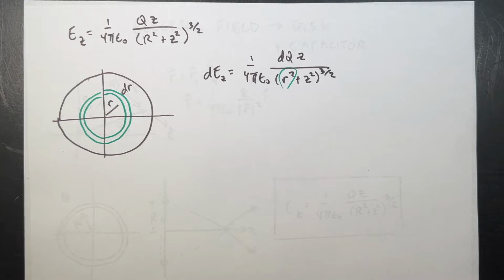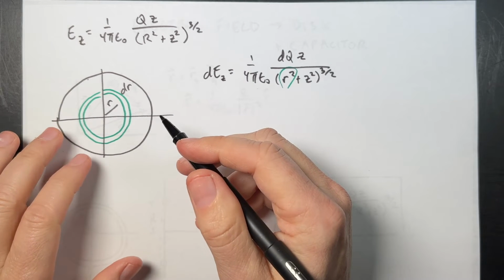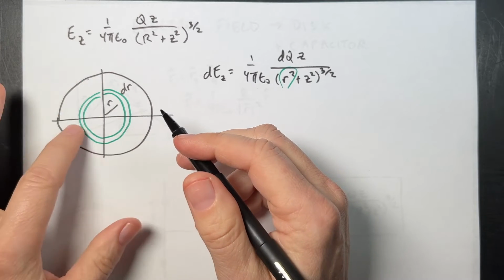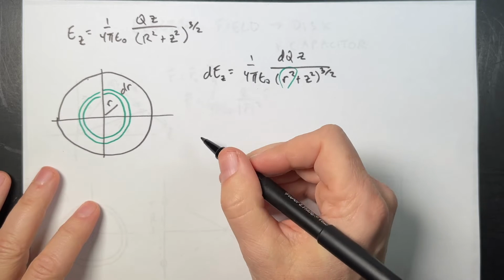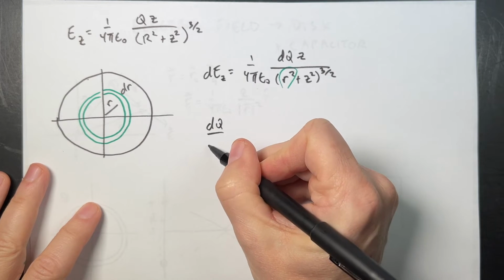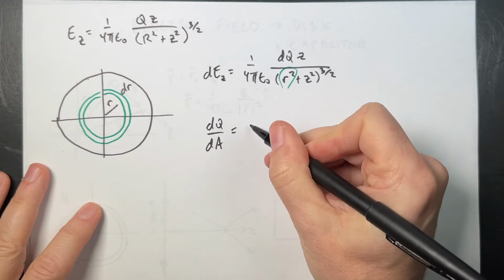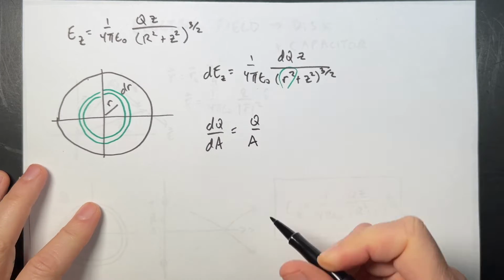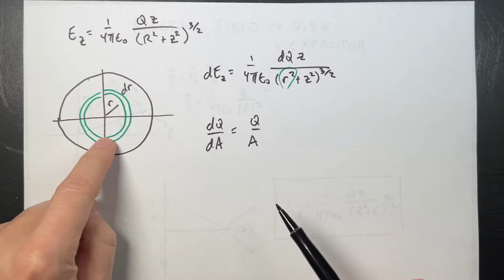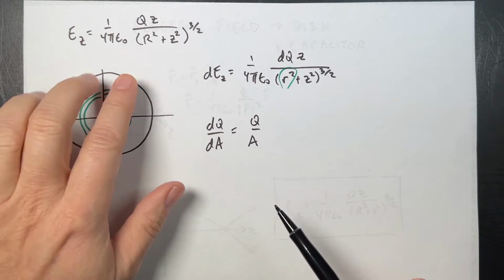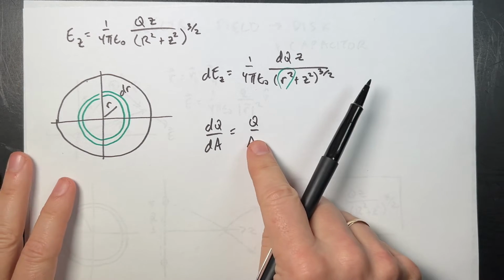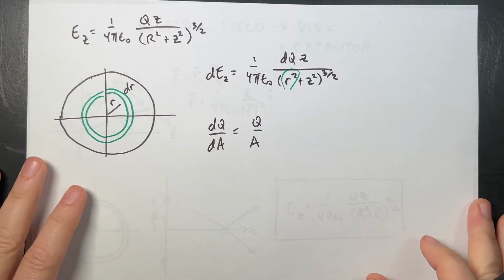So let's get an expression for, just like we did with the rod, let's look at the total charge on this ring. I'm going to say dq over dA is equal to q over A. This says that the charge on this ring divided by the area of the ring is the total charge divided by the total area. And that is true if we have uniform charge density.